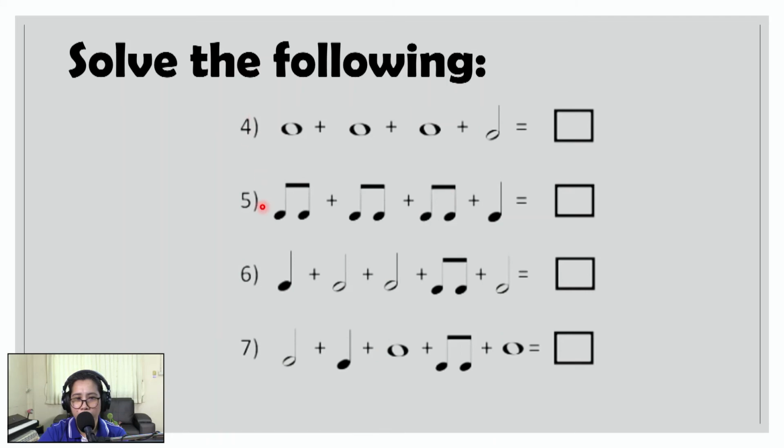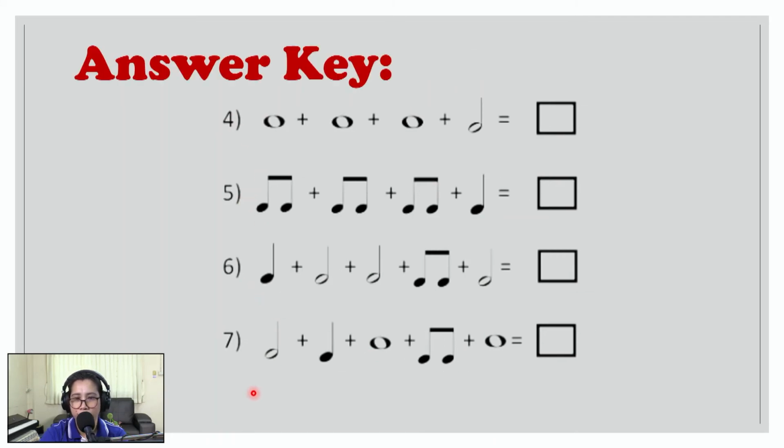Next, solve the following questions. We have 4, 5, 6, 7. 4 questions from 4 to 7. So let's see. A whole note plus a whole note plus a whole note plus a half note. 4 plus 4 plus 4 plus 2. Let's see the numbers. There we go. 4 plus 4 plus 4 plus 2.